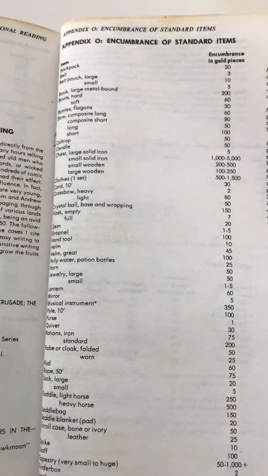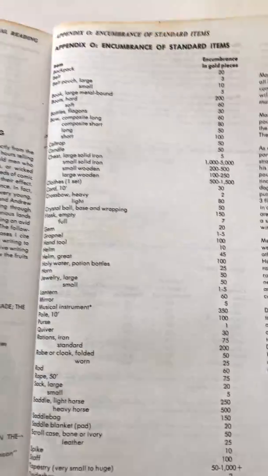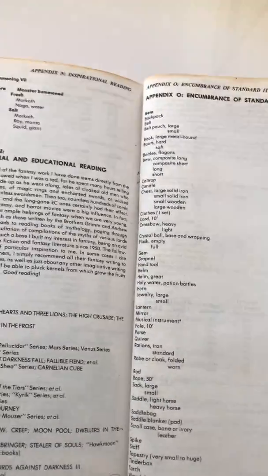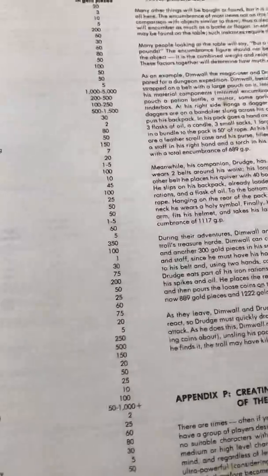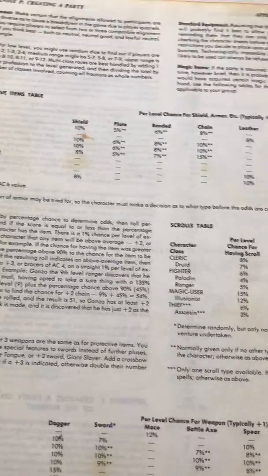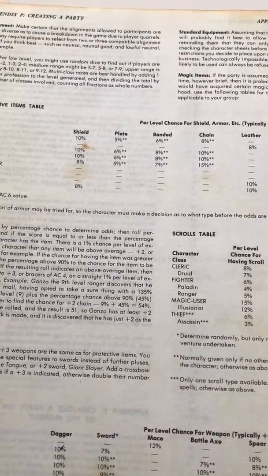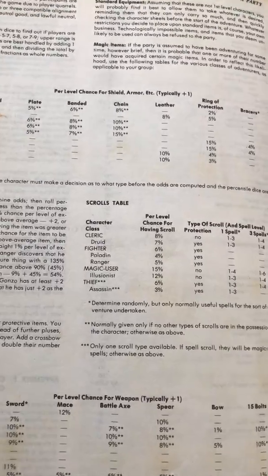Here's the encumbrance thing. The encumbrance is measured in coins. 10 coins to a pound. It was how encumbrance was done back then. There's a thing on creating a party on the spur of the moment that's not 1st level and how to do that. This is for the DM to create a party of random adventurers that you meet in the dungeon and either team up with or fight.